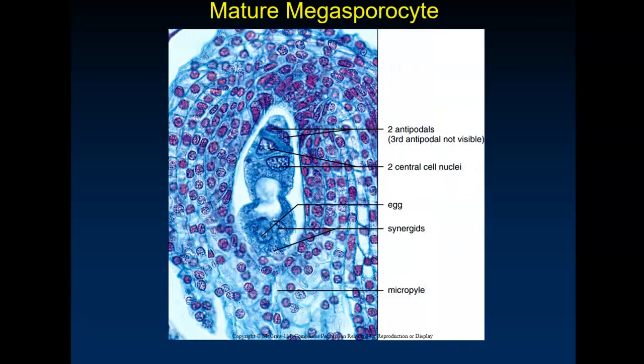So if we had a lab for you to look at, this is what you would have been focusing on, mostly your whole lab. You would have been looking at something like this. This is showing that actual embryo sac, the mature megasporocyte. We've got the antipodals, the egg, and the synergids. It doesn't really show the two central cell nuclei right now. They're there, but they haven't fused together yet. The micropyle is that little opening at the bottom there.